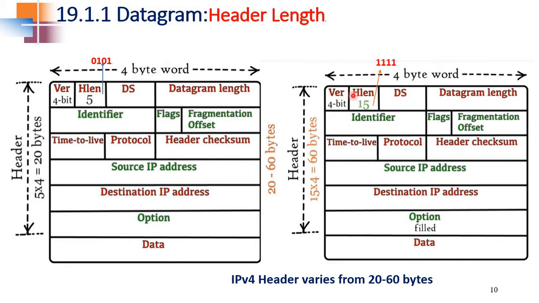If the given header length is 15, then we are going to multiply the header length by the actual length of the words. So 15 into 4 is nothing but 60 bytes. In the previous example we took 5, so 5 into 4 is 20 bytes. And if I take the maximum value of 15, 15 into 4 is equal to 60 bytes. So always in IPv4, the header size has a minimum value of 20 and a maximum value of 60 bytes. So totally the header length falls between 20 to 60 bytes.